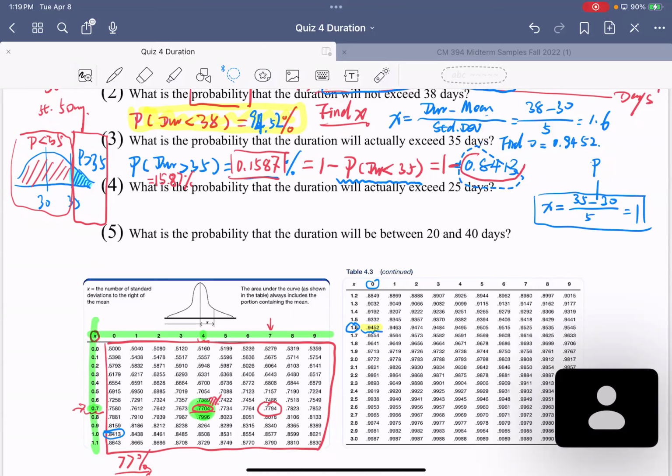If you want, okay, 156. Mm-hmm. Oh, Friday.